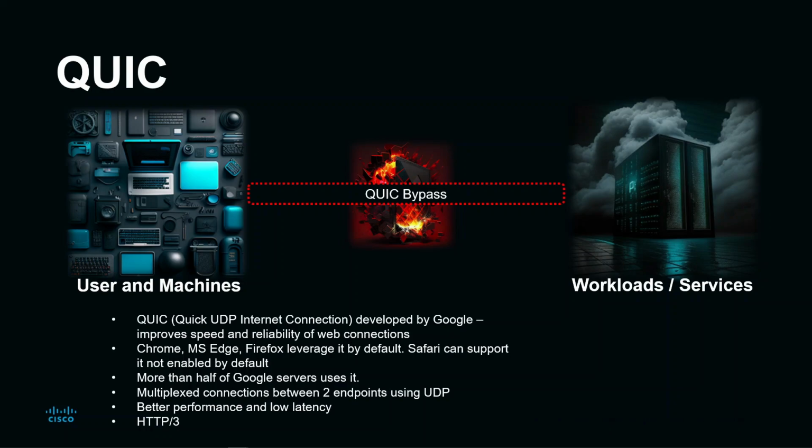Now, here's the challenge, is that if you're not blocking this outbound, this protocol's in play because those browsers actually use QUIC first before it'll try TLS. If it is blocked, however, it will default back to TLS. Now, more than half of Google servers use this today. It's a multiplexed connection between two endpoints. Better performance, as I mentioned, and low latency, and it is part of HTTP version 3.